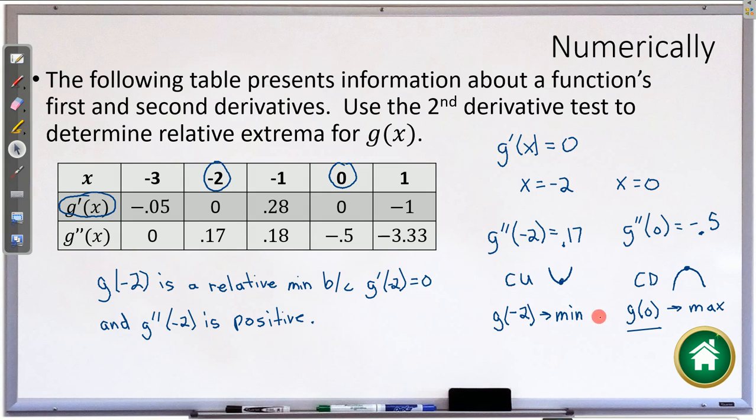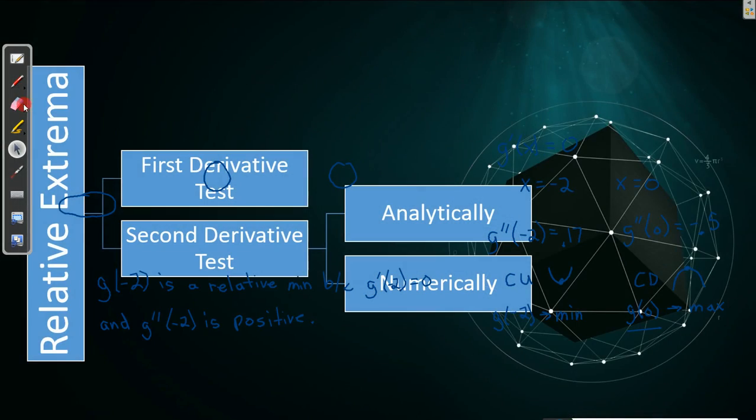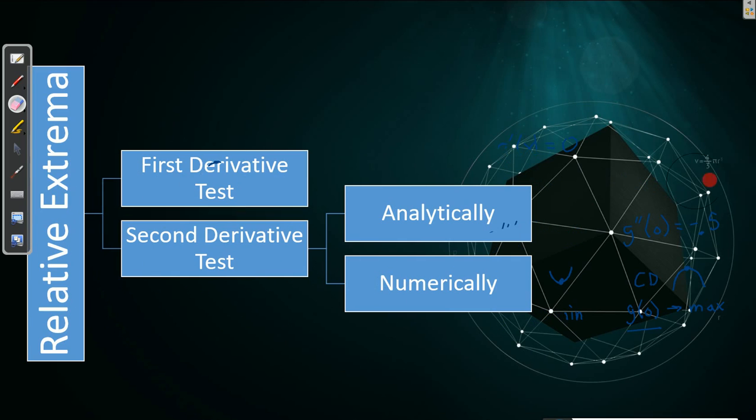So again, this does the exact same thing as the first derivative test. It finds minimums and maximums, but it uses a different type of logic. Instead of using increasing and decreasing language with the first derivative, it uses concavity with the second derivative. But as you can see, it still accomplishes the same thing of finding relative extrema.